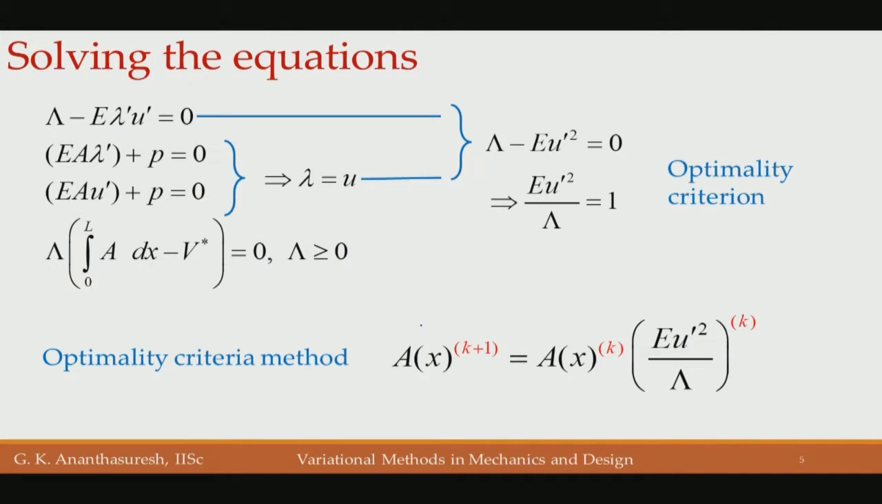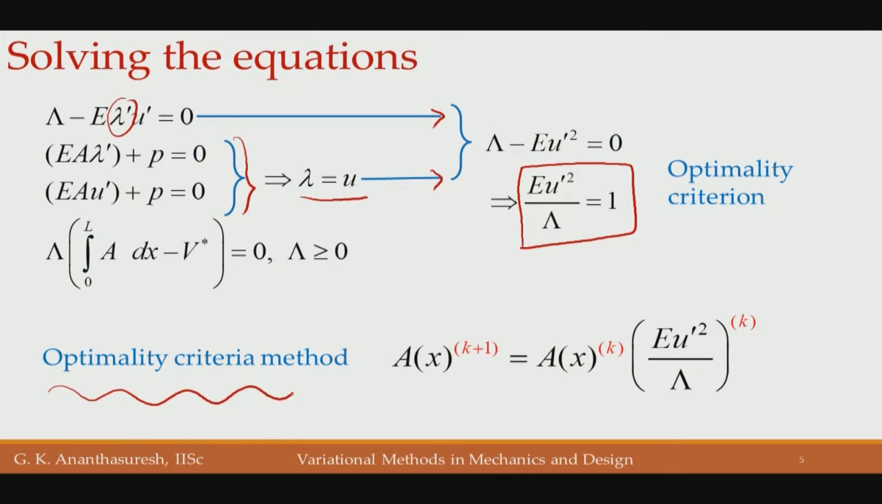Okay. So, solving the equations, we first see that from these two we get that lambda equals u, and then from this one and this one, by substituting lambda prime equal to u prime, we get this, and we get the condition which we call the optimality criterion: E u prime square by lambda equal to 1. And this is what we use in the so called optimality criteria method.